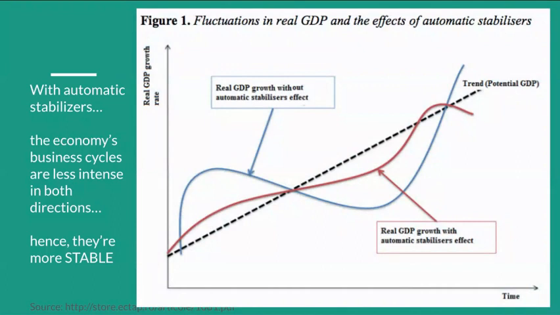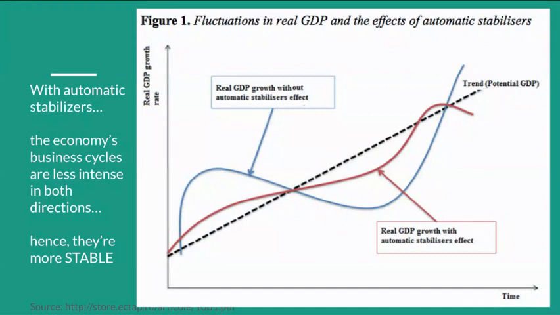Remember that potential GDP is also the same as long run aggregate supply, which over time generally shifts to the right. The blue line represents real GDP growth without any automatic stabilizers. As you can see, the peak is really high, the trough is really low. But the red line represents real GDP growth with automatic stabilizers present.